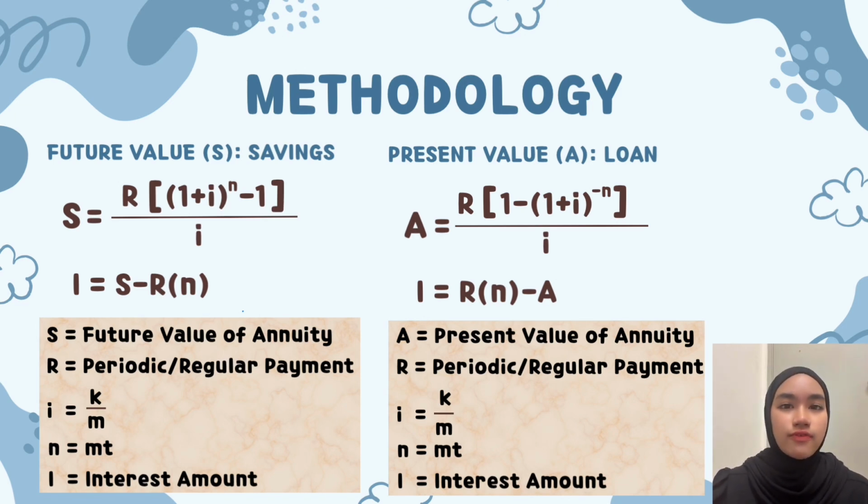I equals K over M, and N equals MT, which is M multiplied with T, and I is the interest amount. So the formula to calculate the present value A that refers to loan is A equals R bracket 1 minus bracket 1 plus I bracket power of negative N bracket divided by I. And to calculate the interest of present value, I equals R bracket N bracket minus A. So A equals present value of annuity, R is periodic or regular payment, I equals K over M, and N equals MT, which is M multiplied with T, and I is the interest amount.